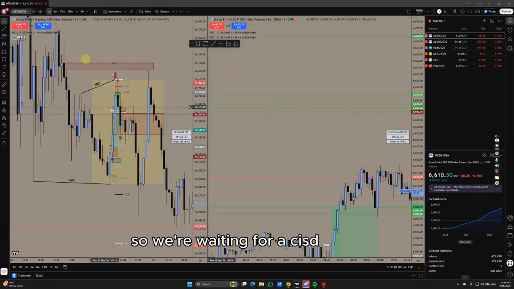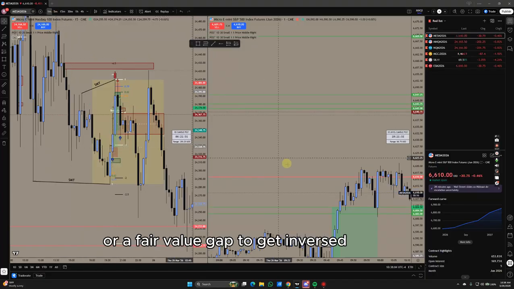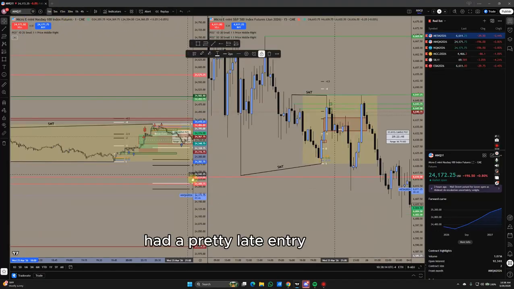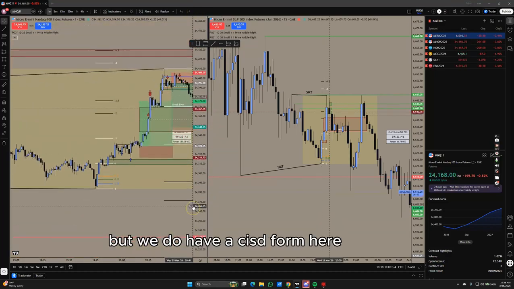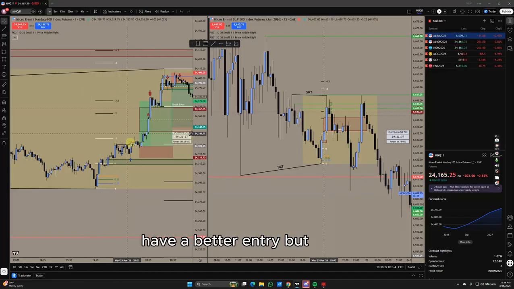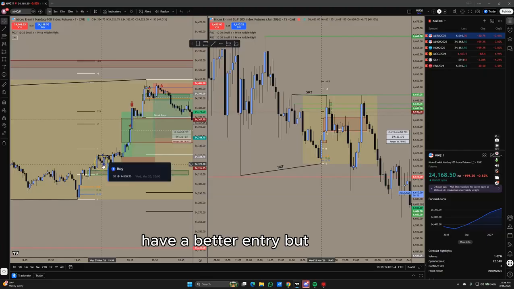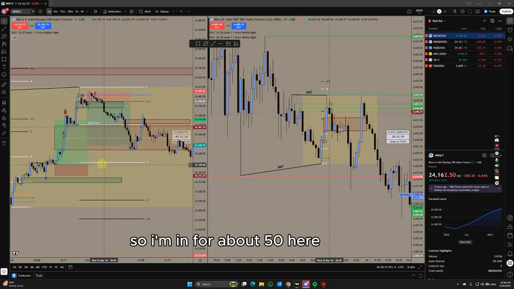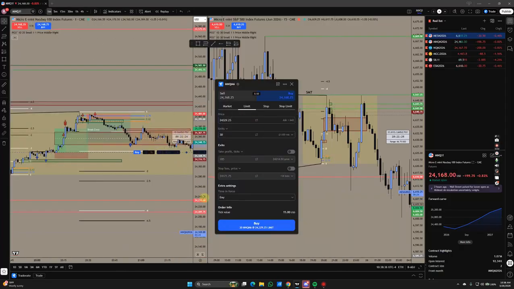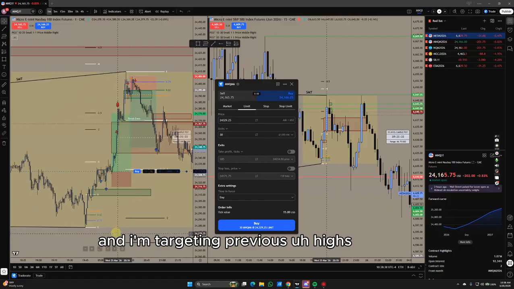So we're waiting for a CISD or a fair value gap to get inversed. Had a pretty late entry just because I did open the market pretty late, but we do have a CISD form here. I should have entered through here for a better entry, but ended up pretty aggressive here at 30 contracts. Retraced back down and added 20 more, so I'm in for about 50 here. And I'm targeting previous highs.